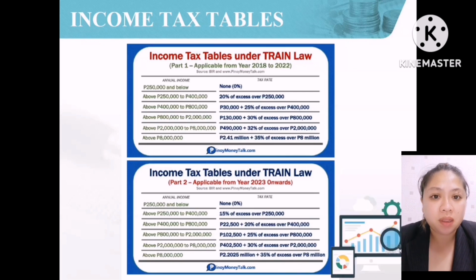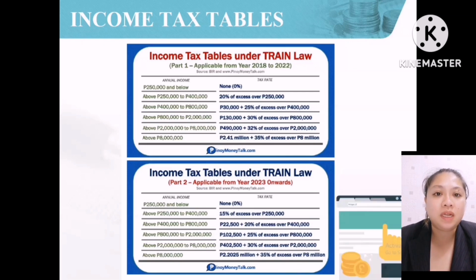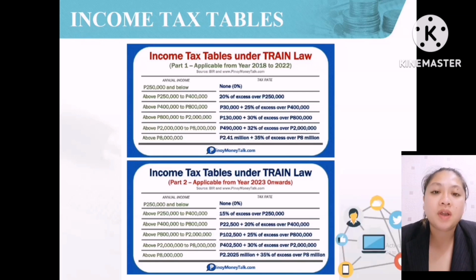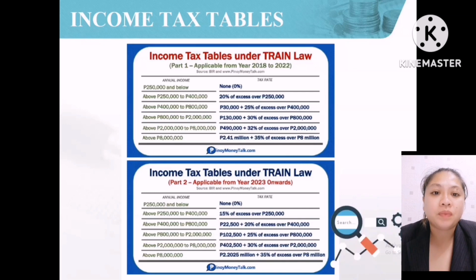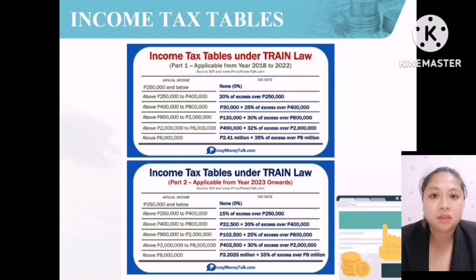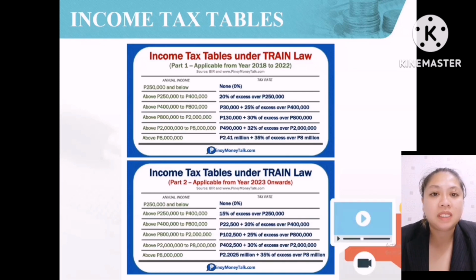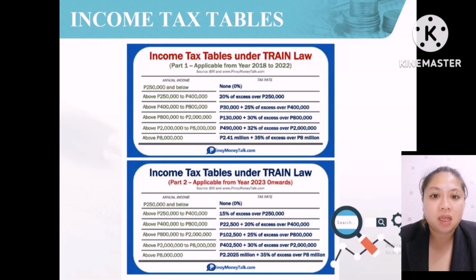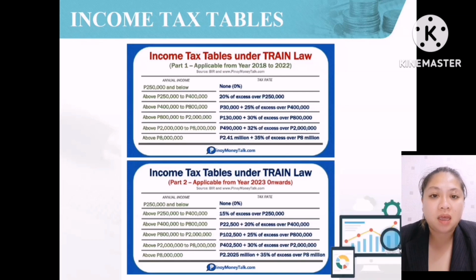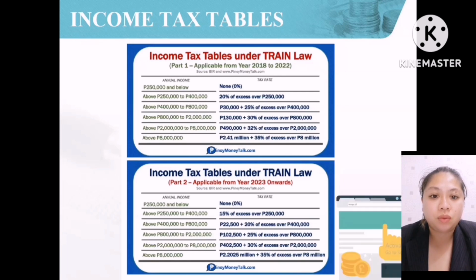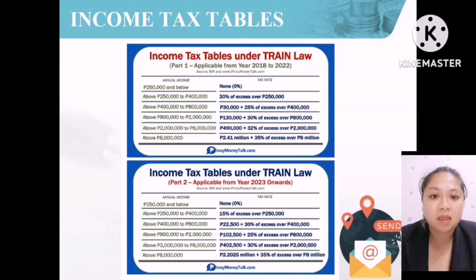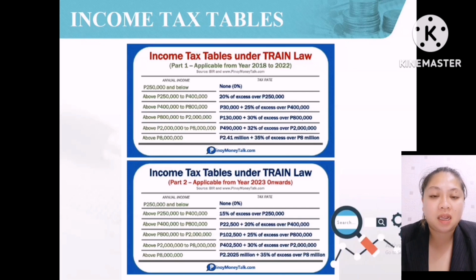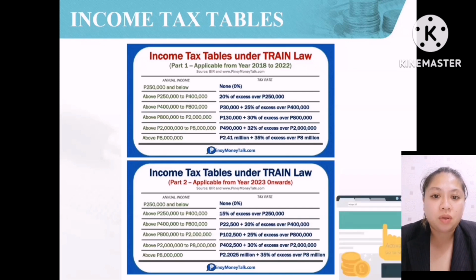We have the part 1 and the part 2. The part 1 is only applicable from year 2018 to 2022 and the part 2 is applicable for the year 2023 onwards. So these income tax tables are under TRAIN law. Kung i-compare natin siya sa part 1 and part 2, may mga pagbabagong nangyari. Ito kasi yung nagkaroon ng pagbabago dahil sa nagkaroon nga ng pandemic.